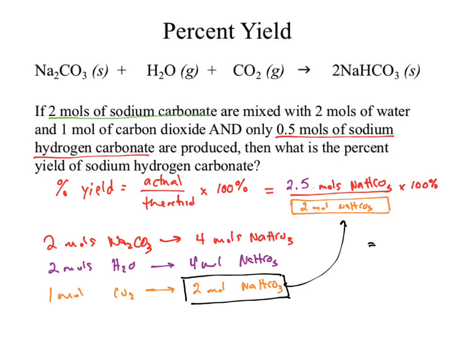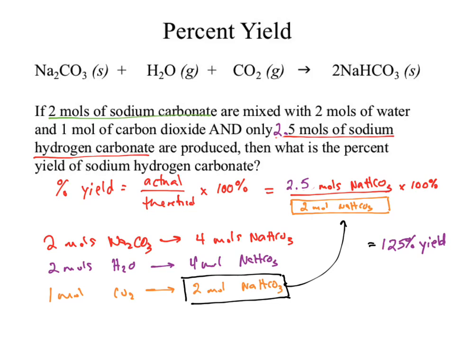What is our percent yield? Is it 125%? Okay, 125% yield. And just to make sure we're clear on this, this is now the new question. We produced 2.5 moles of sodium hydrogen carbonate. What is our percent yield? Get a new scale. What is our percent yield?